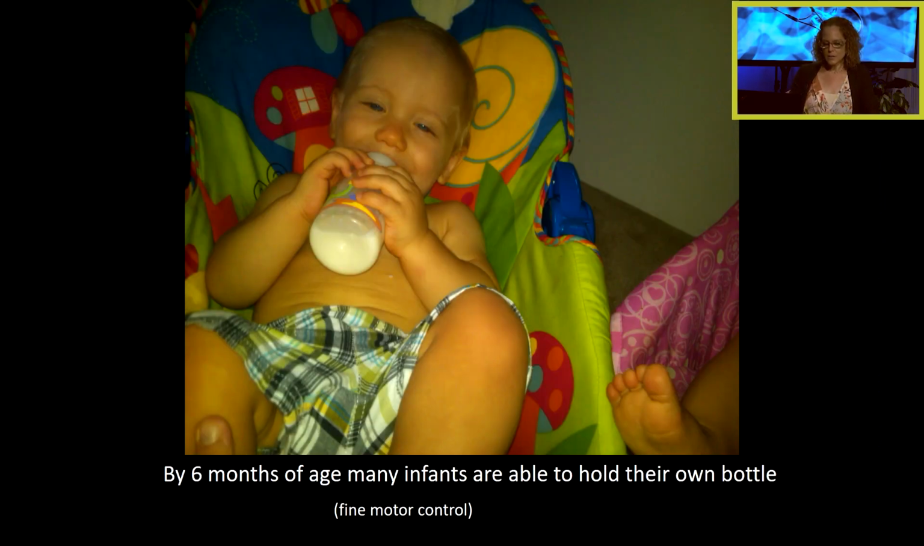Here we see at 6 months of age, many infants are able to hold their own bottle. This is an example of fine motor control. So I want you to think about it, not only grasping that bottle, but being able to pull that bottle up to their lips is very much a more mastered skill that is considered fine motor control. I can tell you that in my household, when all 3 of the Farmer triplets were able to do this, our lives changed dramatically, tremendously, because essentially they were able to feed themselves.